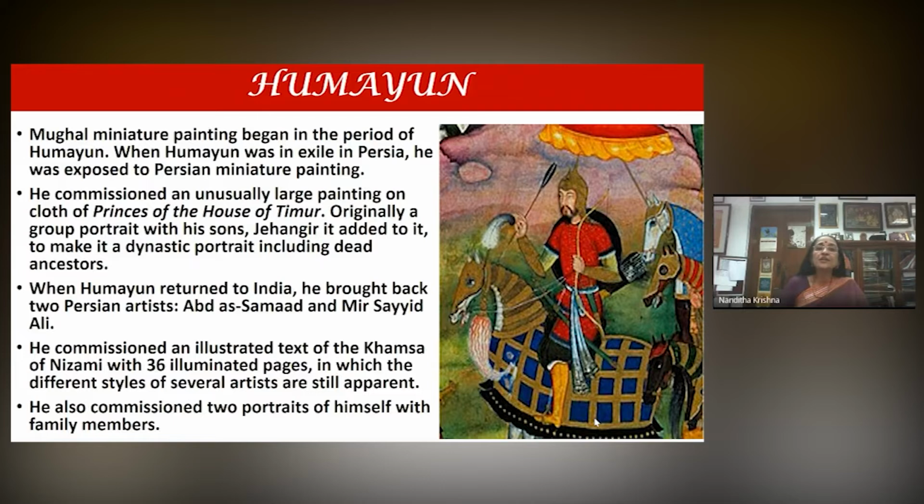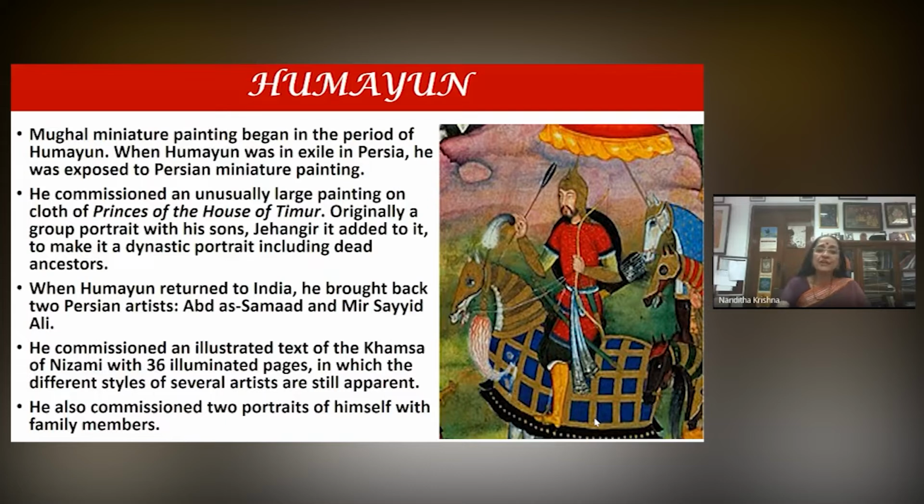He commissioned an unusually large painting on cloth of the princes of the house of Timur. Originally, it was a group portrait with his sons, to which Jahangir added. When Humayun returned to India, he brought back two Persian artists, Abdas Samad and Mir Saeed Ali, who really set up the Mughal school of painting. In fact, Akbar learned to draw and paint from Abdas Samad.